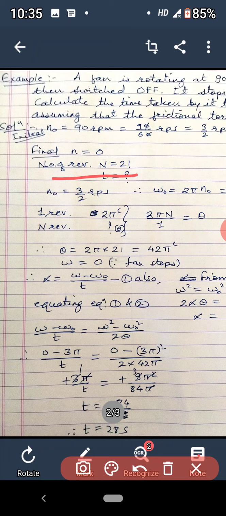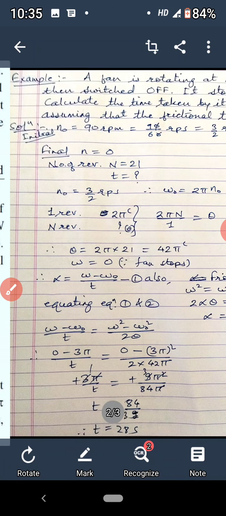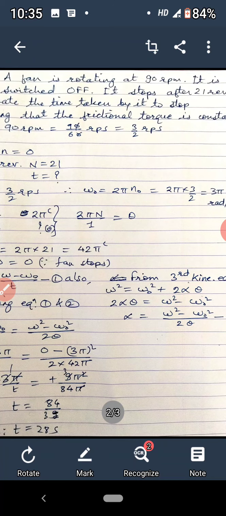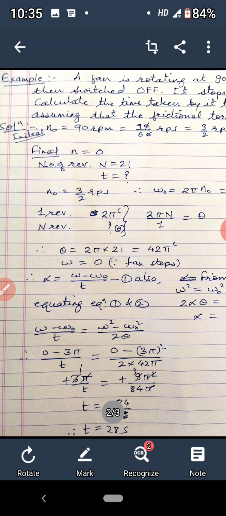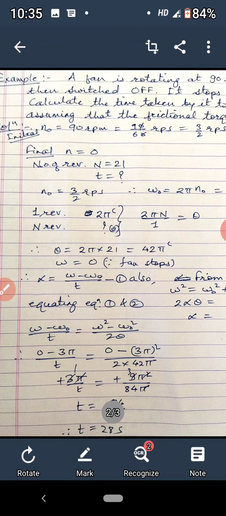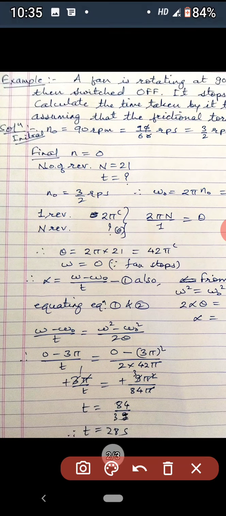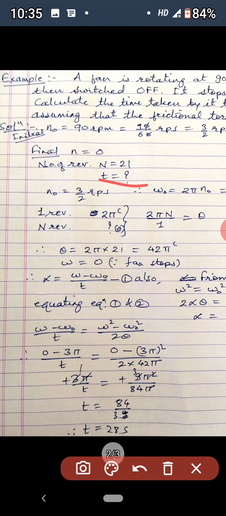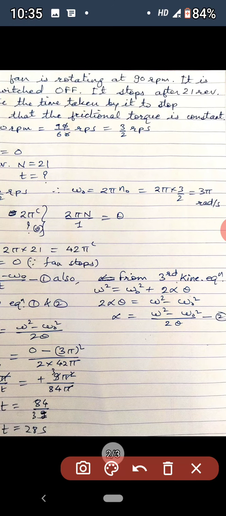What is asked? Let us see. Calculate the time taken by it to stop, assuming that the frictional torque is constant. So here the question asked is to find the value of time t. Time t is asked to find, assuming that the frictional torque is constant. So let us see how to solve this numerical.